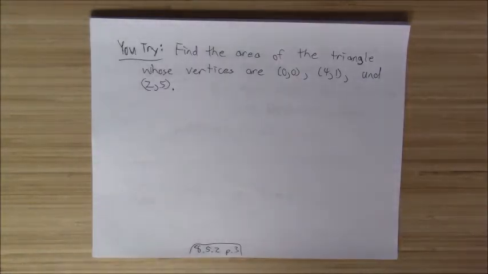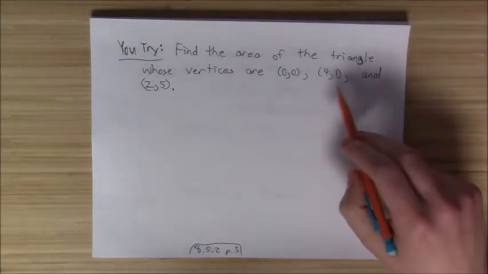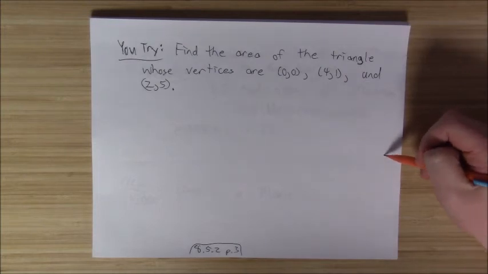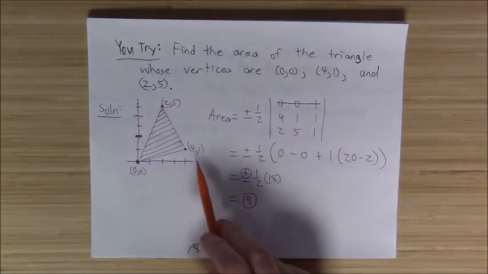Now it's your turn to try an example. Go ahead and find the area of the triangle whose vertices are (0, 0), (4, 1), and (2, 5). On the count of 3, I'll reveal the solution. 1, 2, 3. So here, I went ahead and sketched out the triangle.